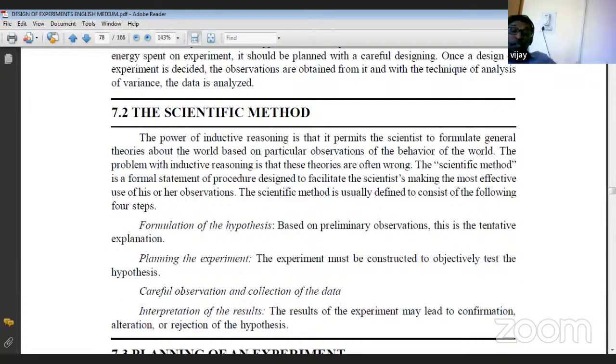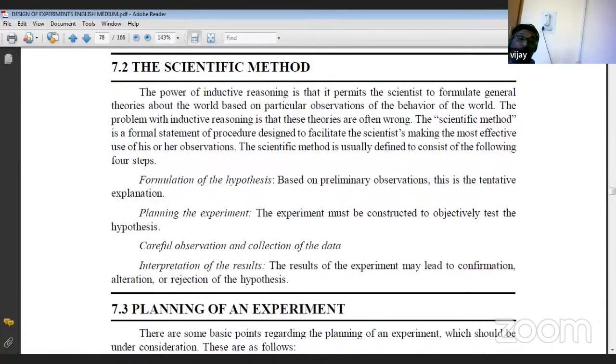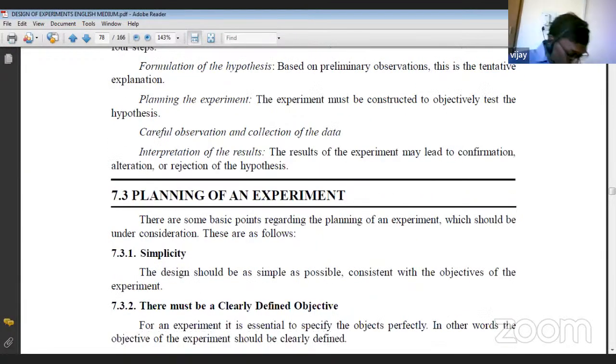The first is the formulation of the hypothesis. How do we formulate the hypothesis? Based on the preliminary observation, this is the tentative explanation. Second, planning the experiment. The experiment must be constructed to objectively test the hypothesis. Third, careful observation and collection of the data. Fourth, interpretation of the results. The results of the experiment may lead to confirmation, alteration, or rejection of the hypothesis.